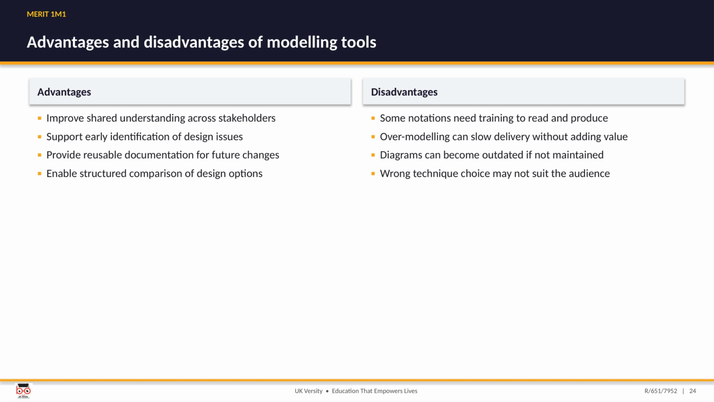On the plus side, they build shared understanding across a mixed group of stakeholders. They surface design issues early. They leave you reusable documentation for future changes. And they let you compare design options in a structured way. On the minus side, some notations need real training to read and produce. Overmodeling can slow delivery without adding much value. Diagrams go stale if nobody maintains them. And picking a technique your audience cannot follow rather defeats the point.